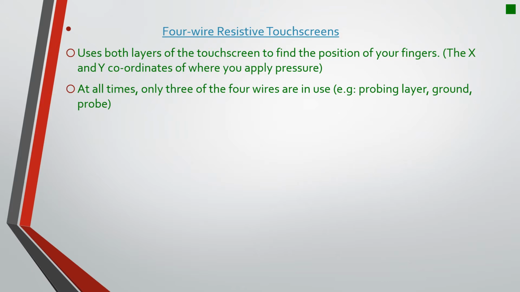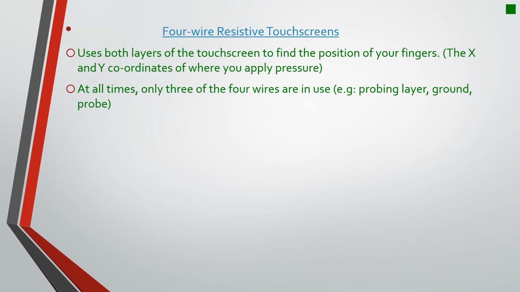The amusing part of 4-wire resistive touchscreens is that at any and all times, only 3 of the 4 wires present, that would be one for the cover sheet, one for the back layer, one for the ground layer, and one for the probe, only 3 of these 4 wires are in use. That is the probing layer, the ground wire, and the probe wire.